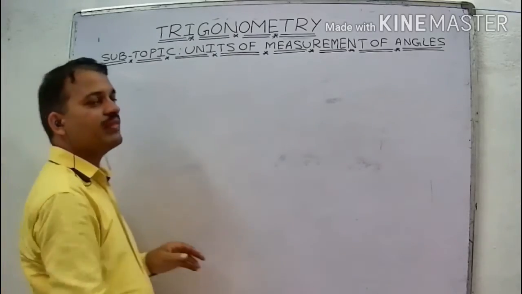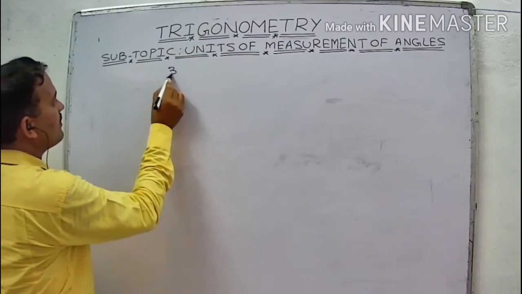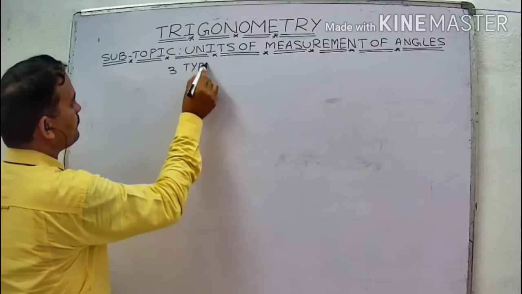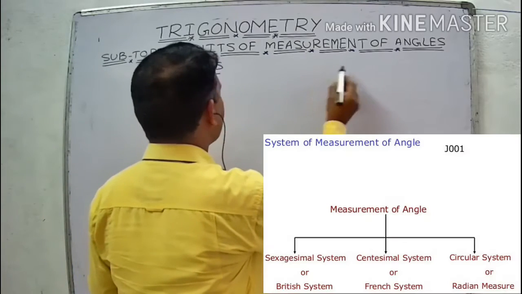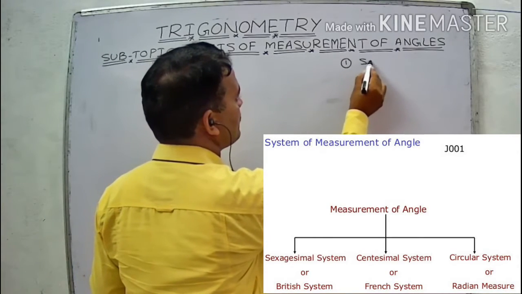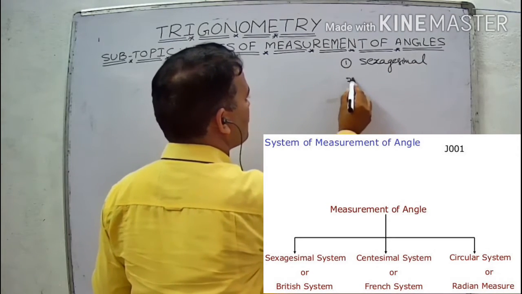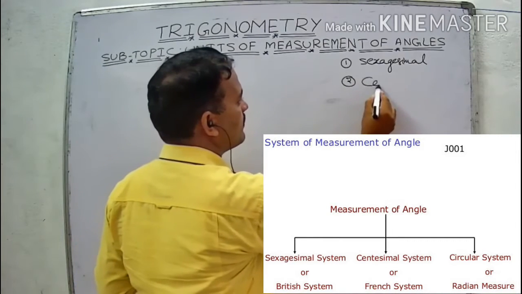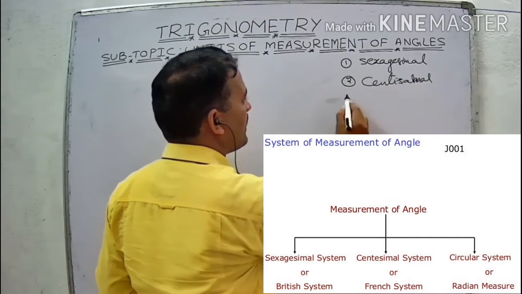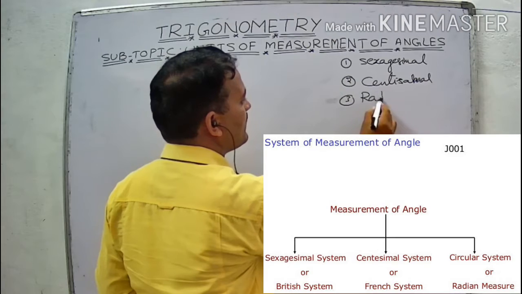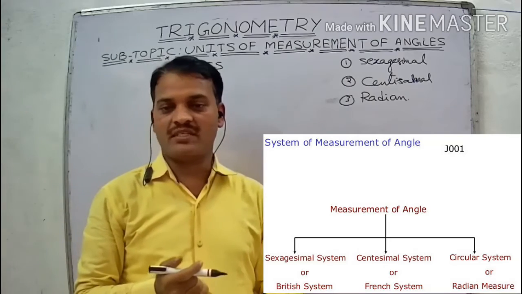So units of measurement of an angle. Units of measurement of an angle means there are three types. What are the three types? First one is sexagesimal measure, second one is centesimal measure, and third one is radian measure. So these are the three types of units of measurement of an angle, my dear friends.